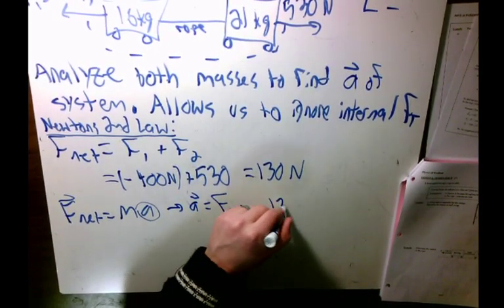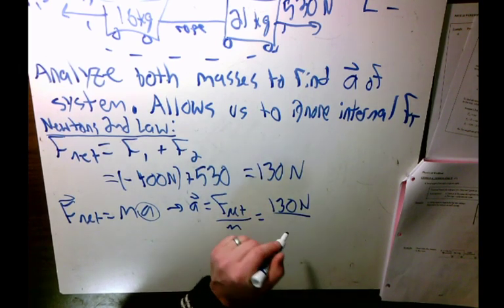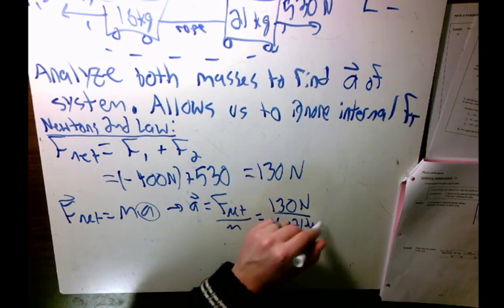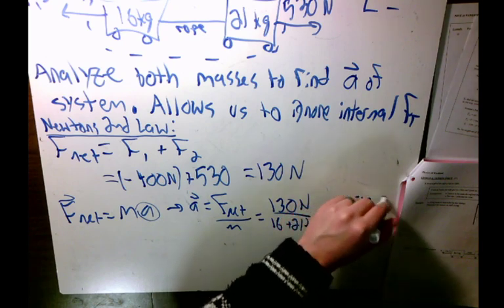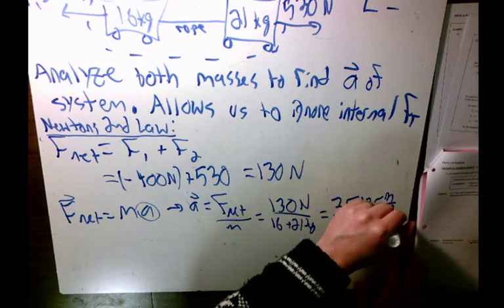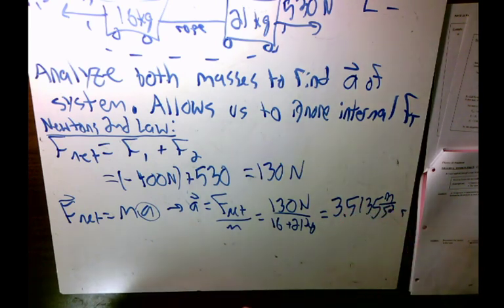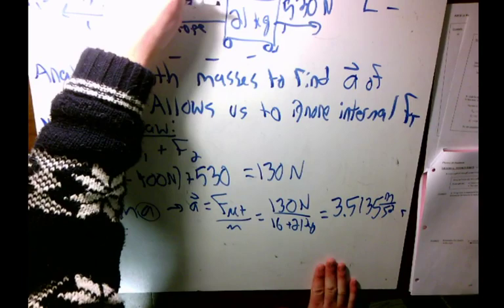So the net force on this system with both of the masses is 130 newtons, and the mass of them combined is going to be 16 and 21 kilograms. And we get an acceleration of 3.5135 meters per second squared to the right. All right, so that's the acceleration of both of these carts. They're both accelerating. I usually draw that dotted.